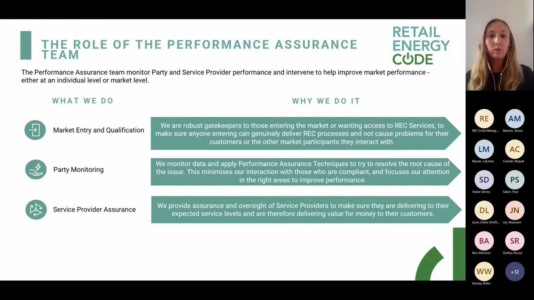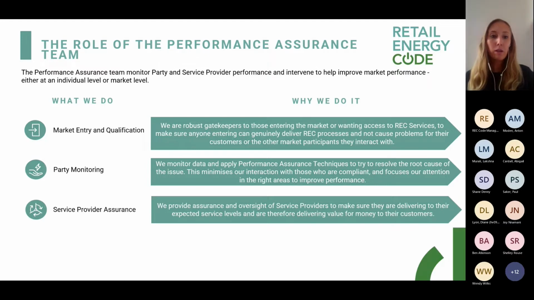So at a very high level, the role of our team is to manage and monitor party and service provider performance and intervene to help improve market performance. So we could either do that at an individual level, or we can do that at a market level. And it's really about what that data is showing in order for us to be able to pick what the most appropriate intervention is.